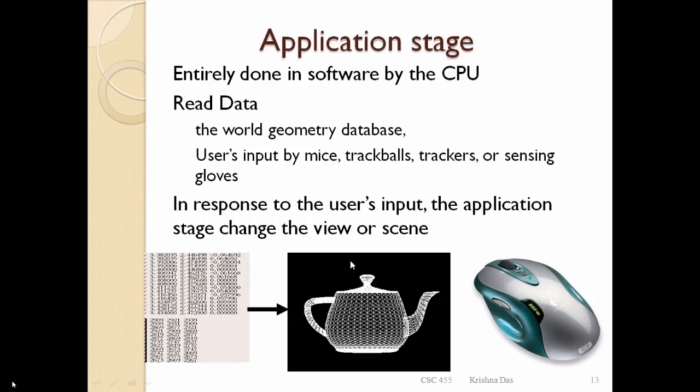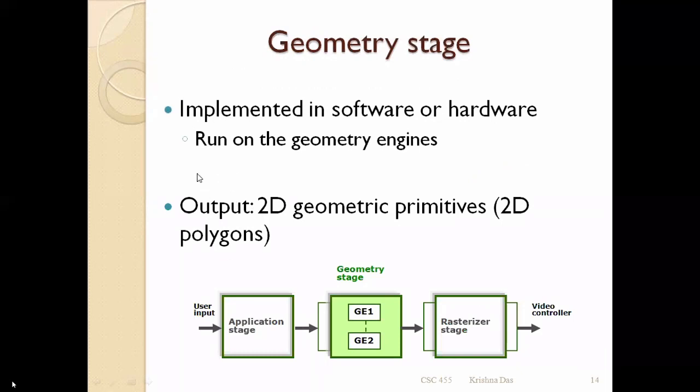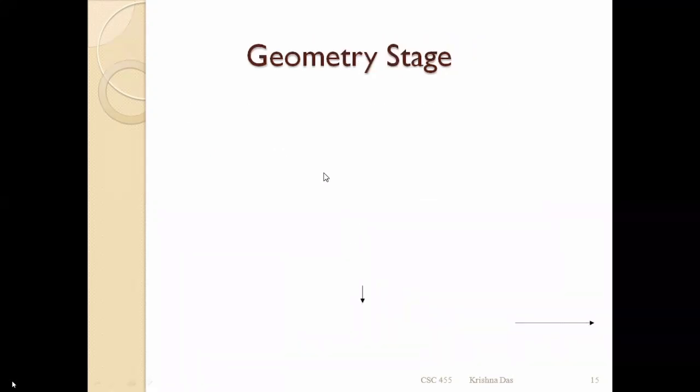Now from the application stage we go to the geometry stage. The geometry stage is called the geometry engine, and it is mostly hardware based. From the application stage you get the model. In the geometry stage they start to think about the image or scene, where my model will be transformed, so the modeling transformation comes in. It gives you the two-dimensional geometric primitives, or 2D polygons.